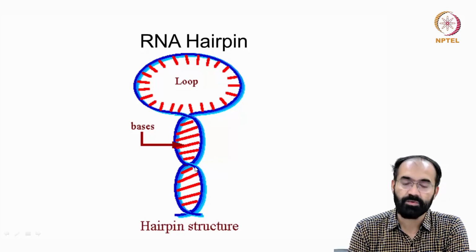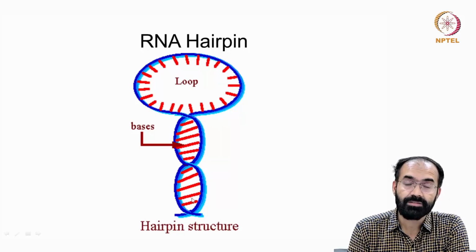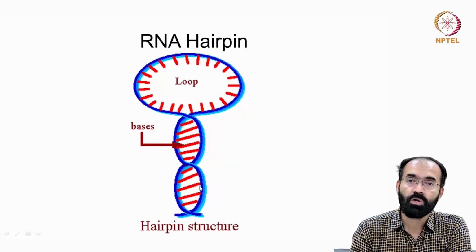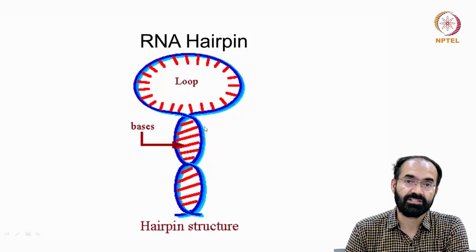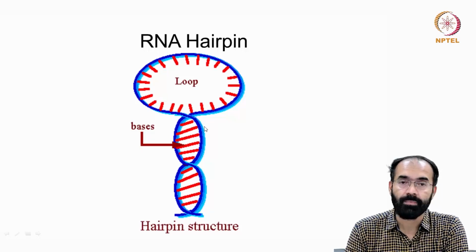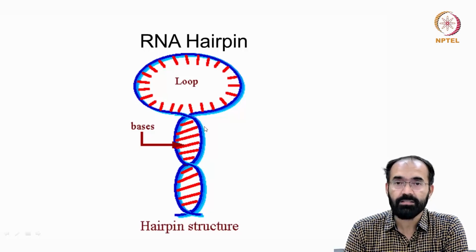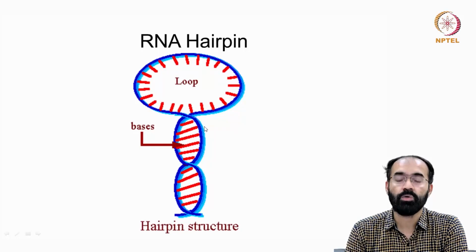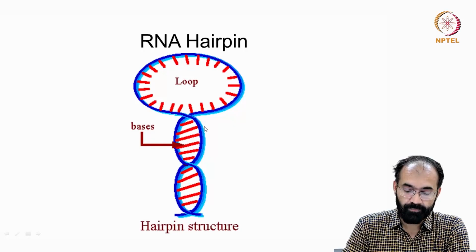And at the bottom, what you are seeing, the so-called stem structure, is similar to that of the double helical structure. Such a molecule we call a hairpin structure, or it is also called an RNA hairpin. And the RNA hairpin stabilizes the molecule and also allows the molecule to undergo different conformations.